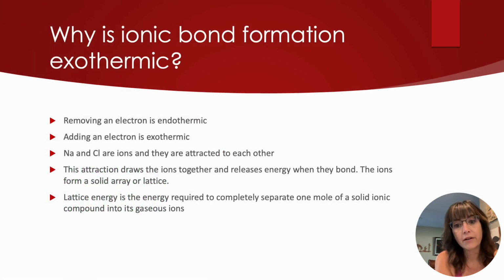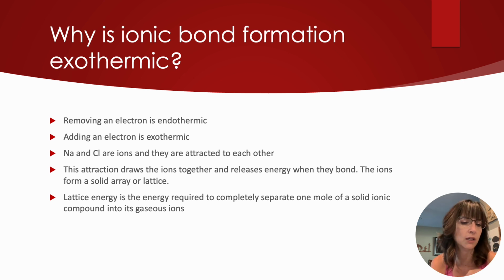Well, why do ionic bonds, when they form, why are those exothermic? Well, when you remove an electron, that's endothermic. That takes energy to remove the electron. Adding an electron is exothermic. Well, we know sodium and chlorine, for example, are very attracted to each other as ions. One's positive, one's negative, opposites attract. This attraction draws them together, and when they come together, energy is released. And the ions form this beautiful solid array or lattice structure, very, very structured solid.